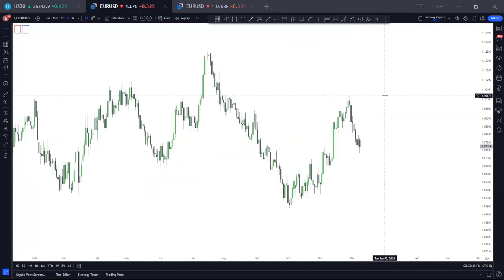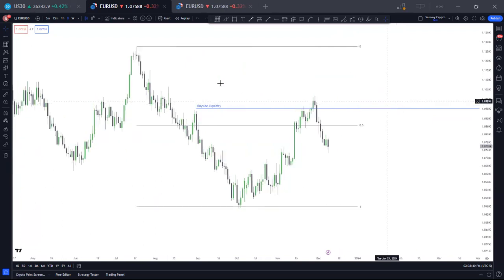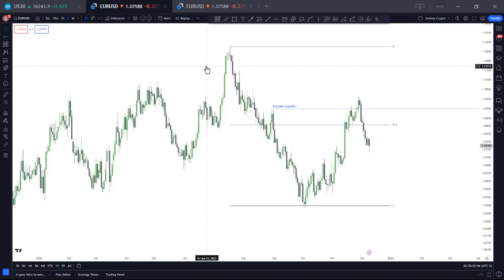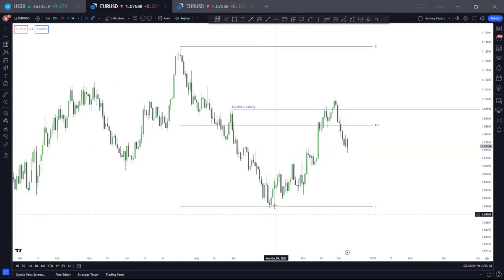Let's look at Euro USD. So this is Euro USD, and these were the annotations we did before on Euro USD. And you can see how price is playing opposite to what dollar is doing. Now, price created a swing high here at July 18 and created a swing low at October 4. After that, we have a swing high and a swing low.